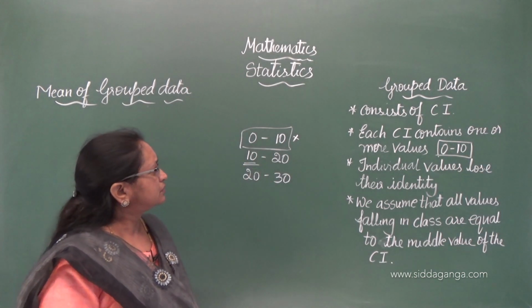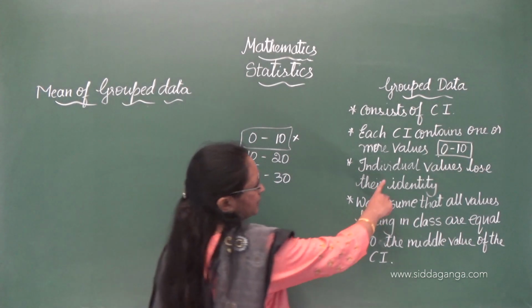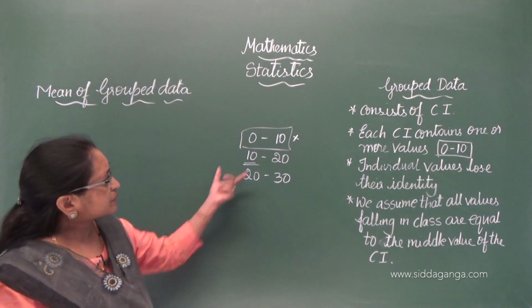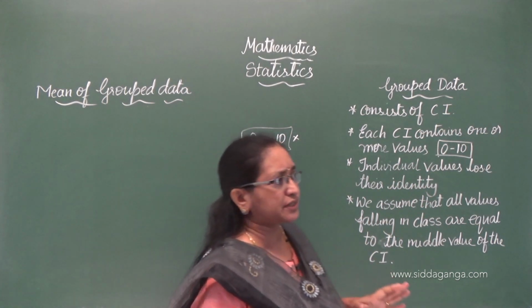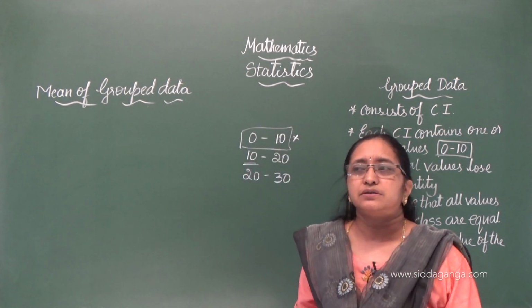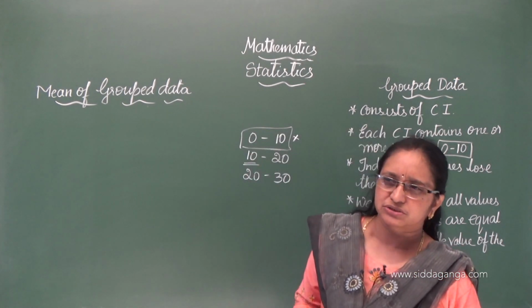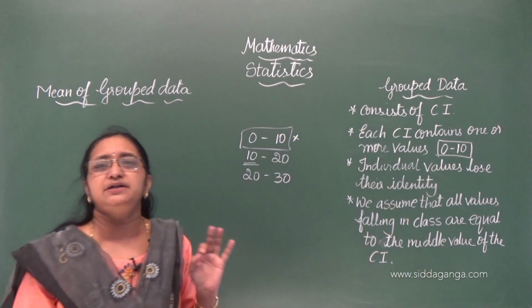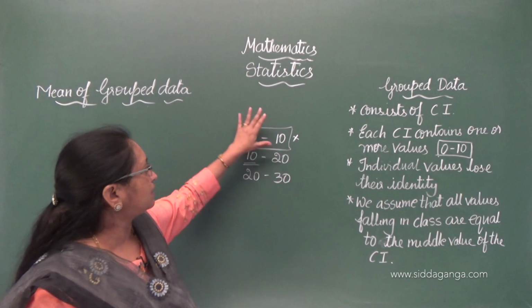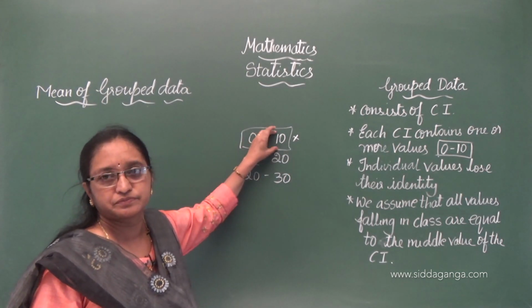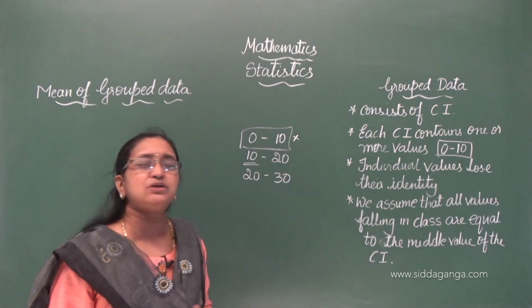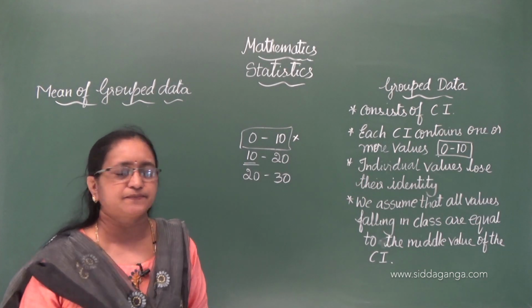Next, individual values lose their identities. See here, individual values means the students, if they have scored 8 marks, 7 marks, 6 marks, 5 marks also, they will lose their individual identity and they will come under one group. Understood? So that is the meaning of this point: individual values will lose their identity.